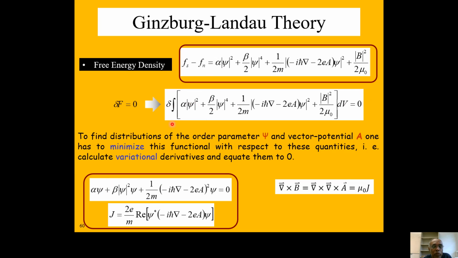If you get psi star, then you get alpha times psi, then beta. Here you get psi squared psi. So you can calculate this one. Then to find the minimum, you can make it 0. So you get one equation there.